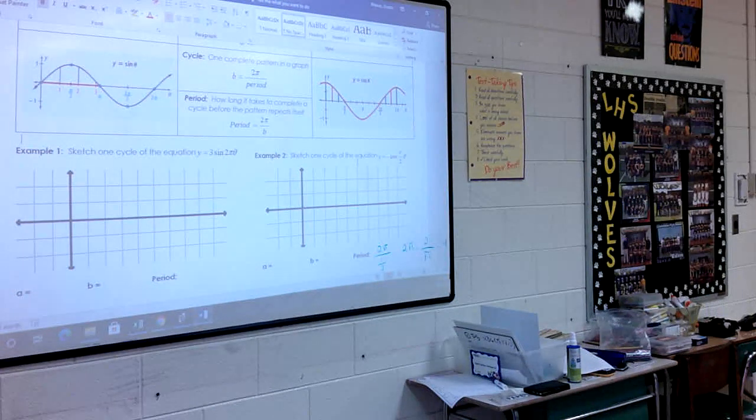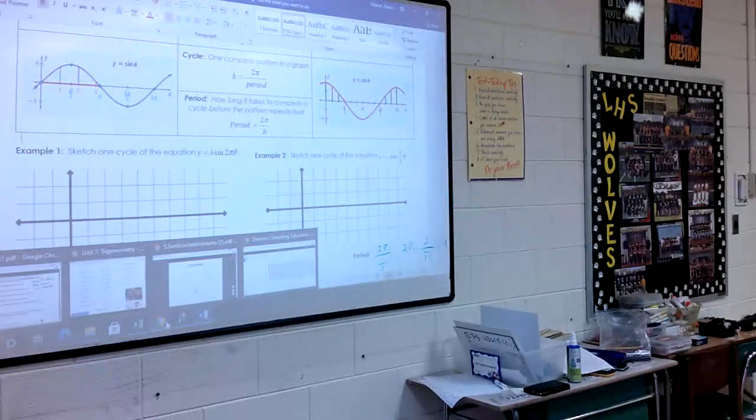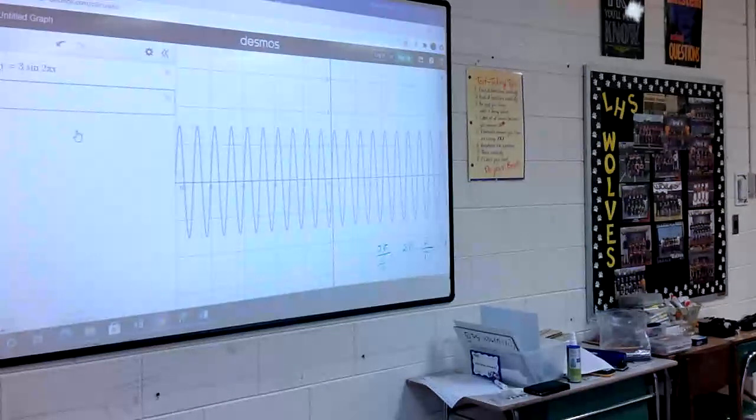Okay, so your period is 2 pi divided by b. Well, b was pi over 2. So 2 pi divided by pi over 2 is the same thing as 2 pi times 2 over pi, because we flipped the second fraction. The pi's cancel out, and so you get 4 as your period. Now let's see what it looks like. Negative cosine of pi over 2 x. Again, theta can be x.